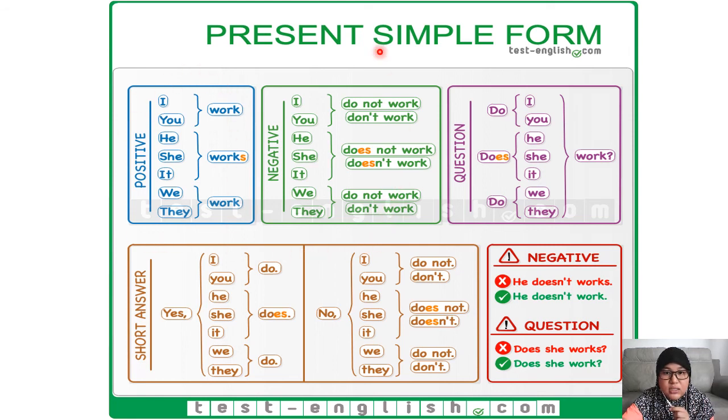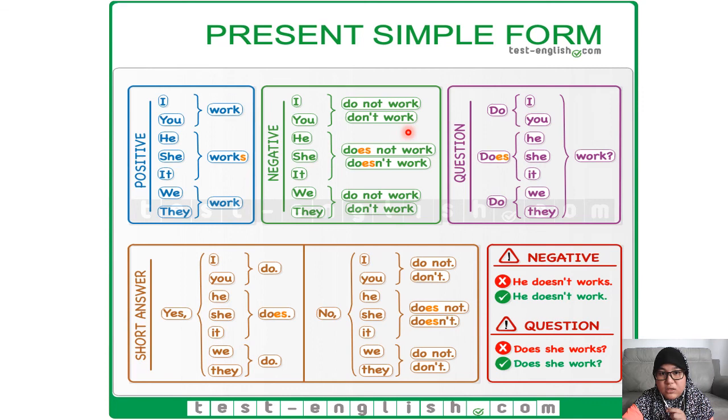The next one is negative form. In present simple, if you want to make a negative sentence, awak nak buat perkataan yang negative, you need to put do and does. For example, I do not work. Do not work and don't work is the same. Sebenarnya don't tu kita pendekkan do not jadi don't. I do not work or I don't work.